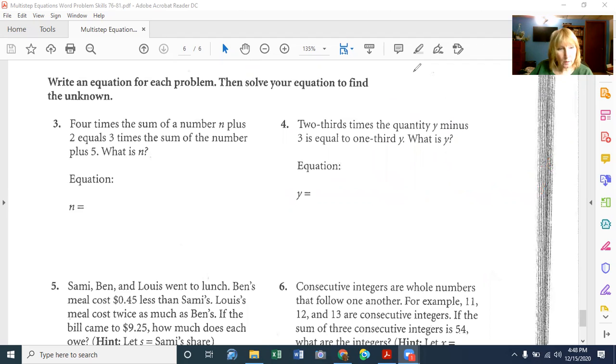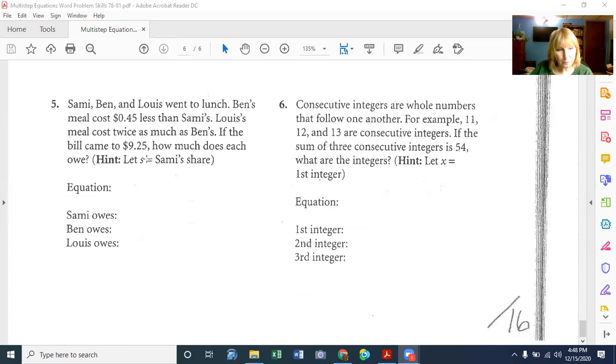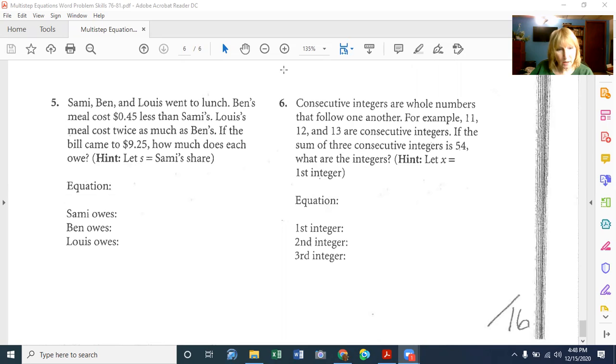Okay? All right, let's take a look at one of these confusing ones here. Let's look at number 5.